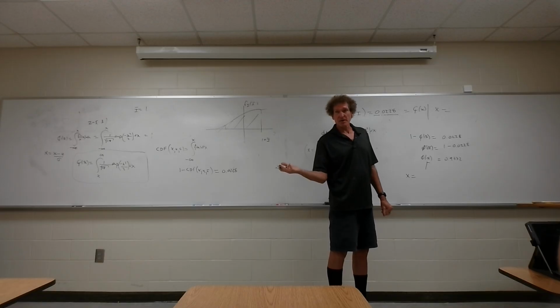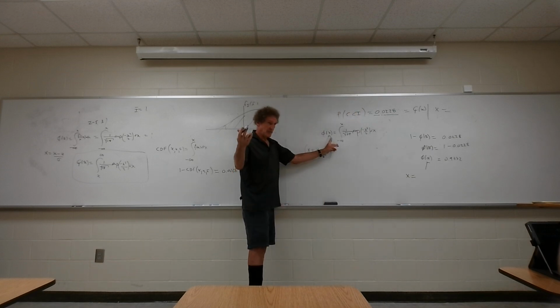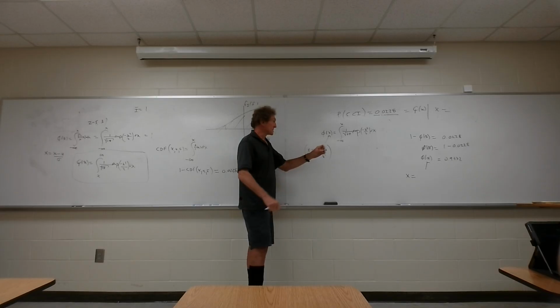Everybody understand what I'm doing here? I'm confused. Why do you assume that mu is equal to 0? Because what I'm doing right here is, in the book they talk about this. This is called a normalized distribution. He uses a symbol for it.